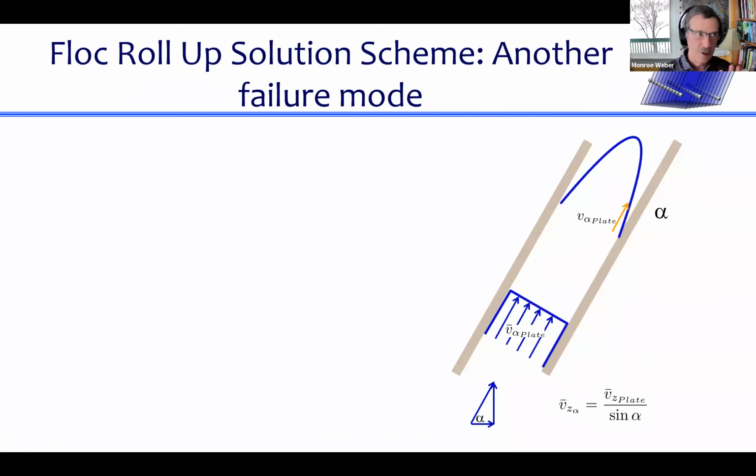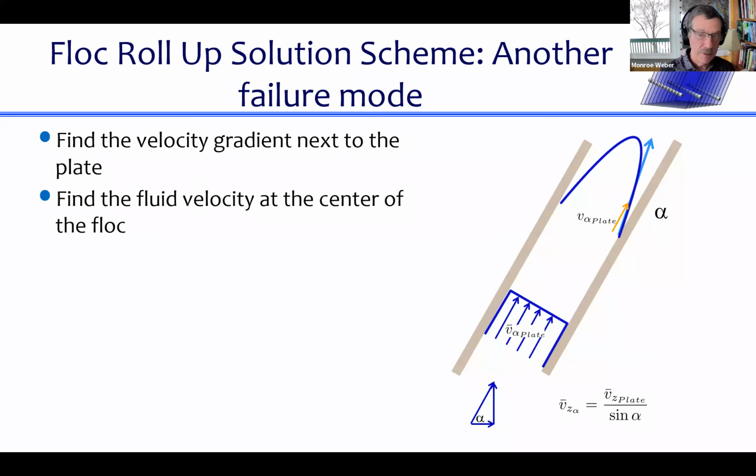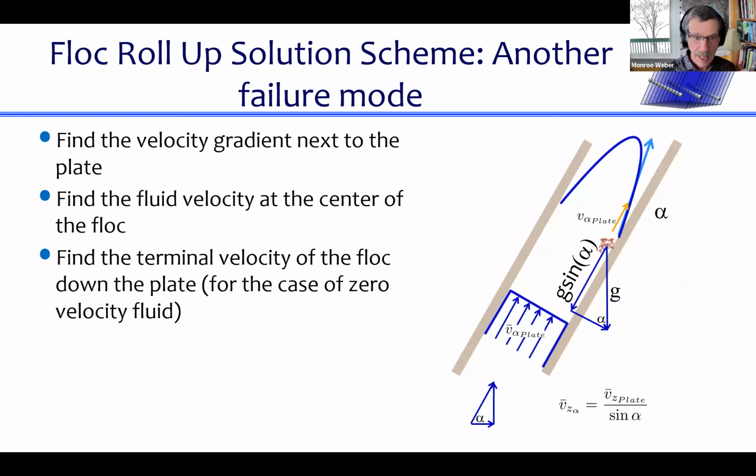So here's the solution scheme. We find the velocity gradient next to the plate. Based on the fact that it's a parabolic velocity distribution, we find the fluid velocity at the center of the floc based on the diameter of the floc and its radius. And then we find the terminal velocity of the floc down the plate for the case of zero velocity fluid.